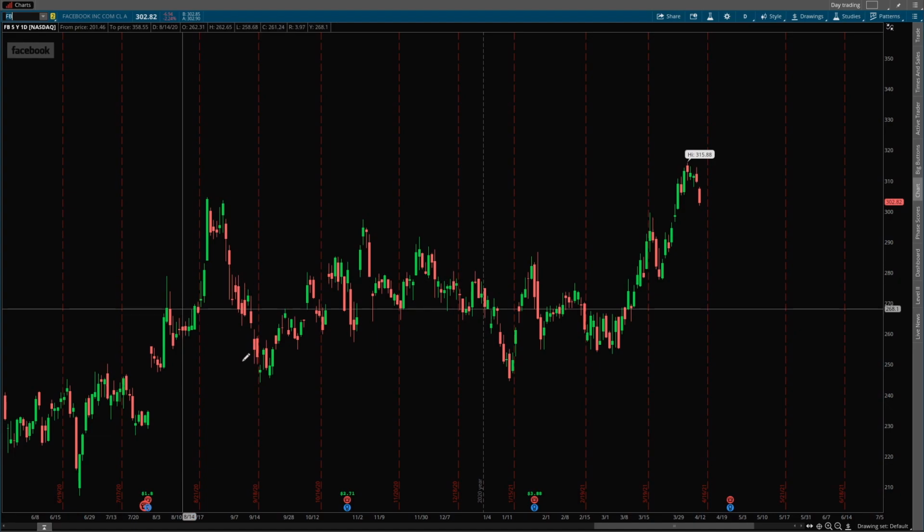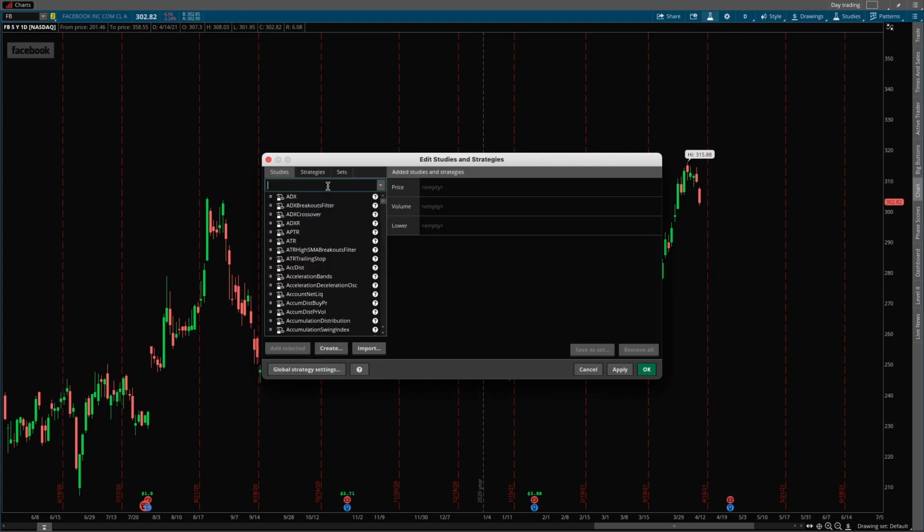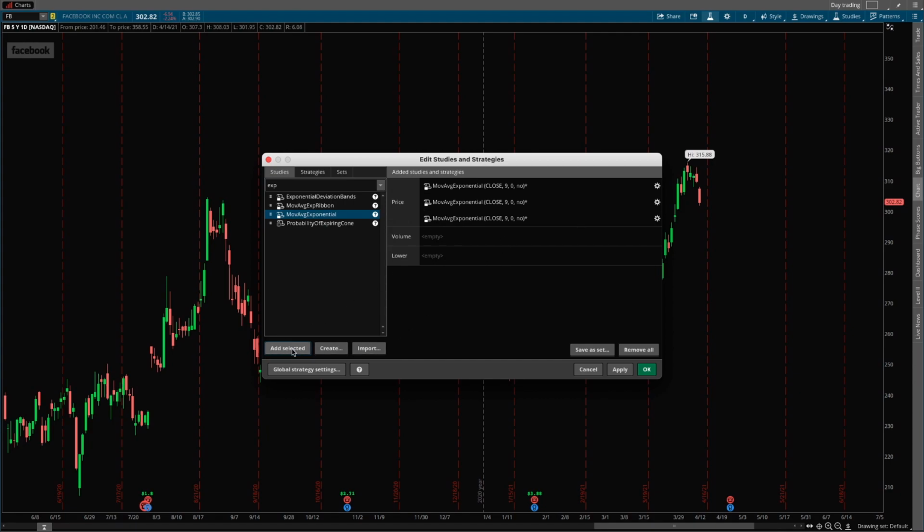Okay, so here I have the most current chart for Facebook. This is Thinkorswim, and the way that you would add a moving average is you would go to studies, and then here you would type simple moving average if you're using simple, or exponential moving average if you are using exponential. I like to use exponential, so I would do this. Now I'm going to use all of them so you can see exactly, and this is how you would modify them.